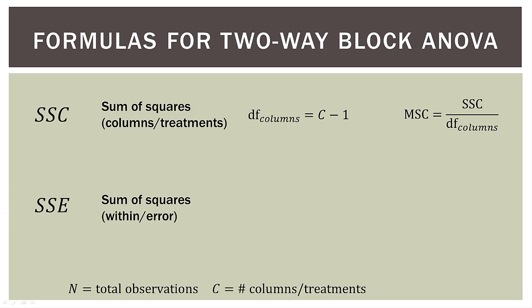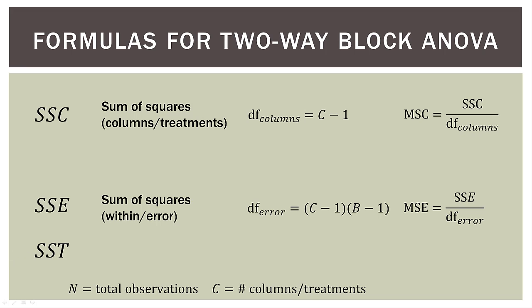Now the SSE is the sum of squares error. For this two-way block ANOVA, the degrees of freedom for the SSE is C minus 1, the number of columns minus 1, times the number of blocks minus 1. And the MSE will be the SSE divided by that degrees of freedom. So you can see the pattern here. The degrees of freedom is dependent on whether we're dealing with columns or blocks. And of course, the error deals with both. But the mean square is the sum of squares divided by its degrees of freedom.